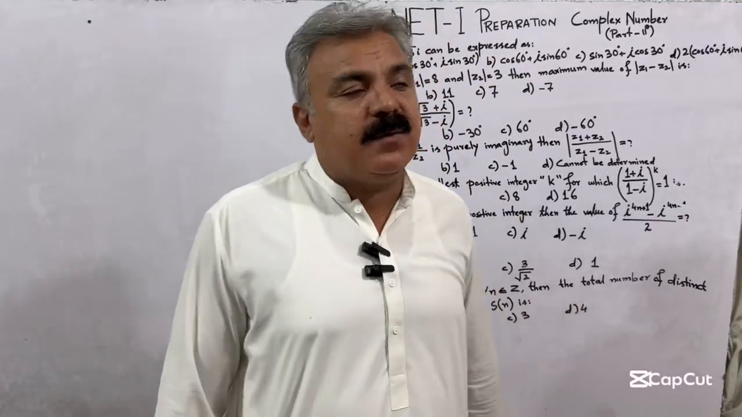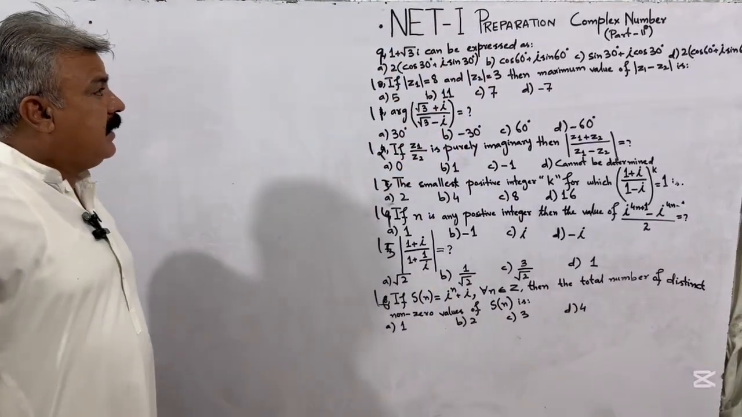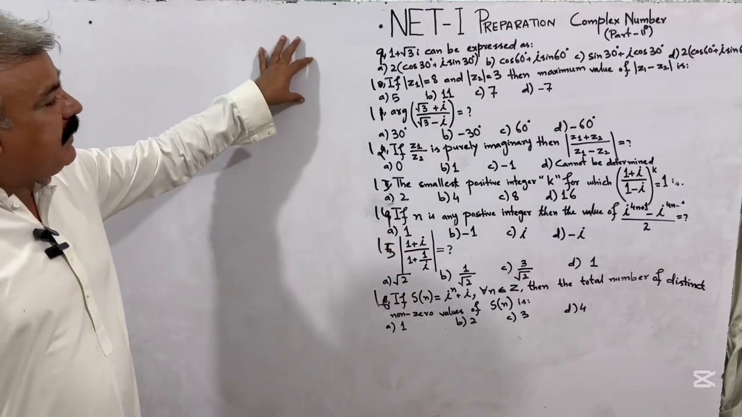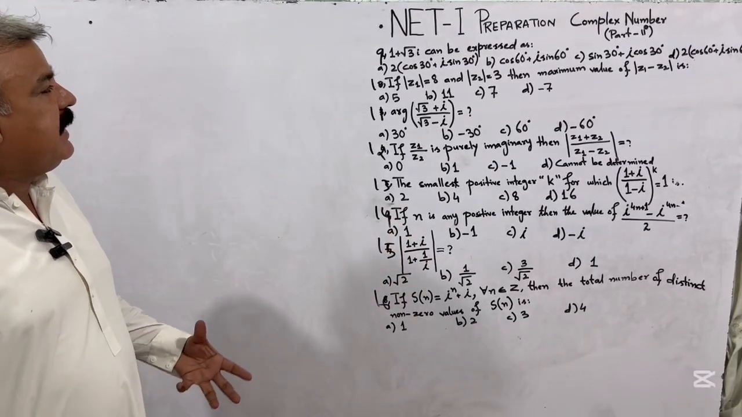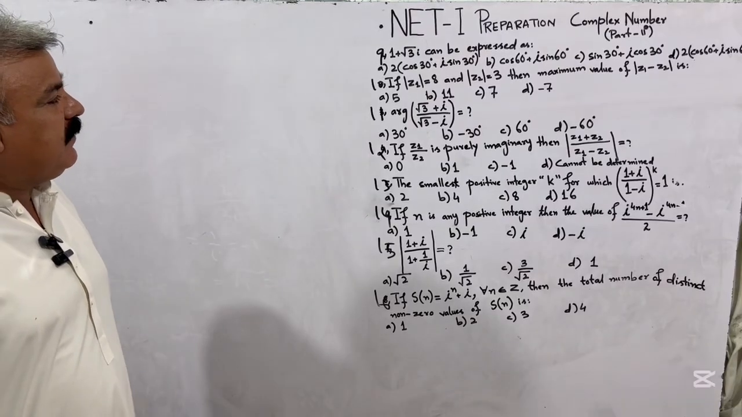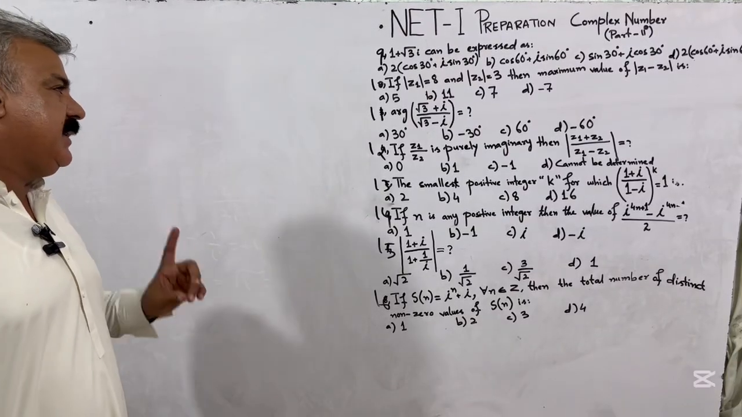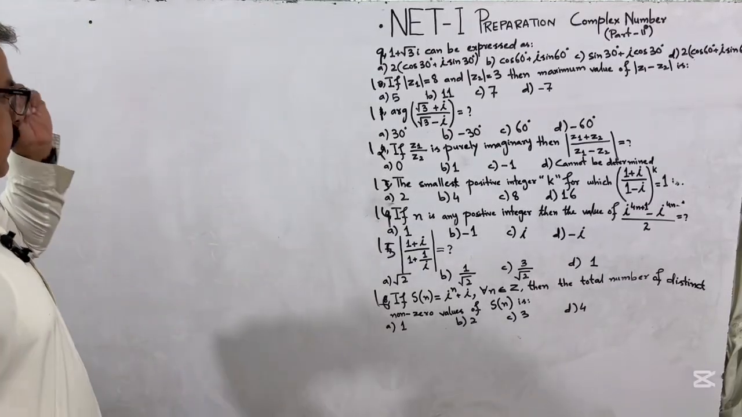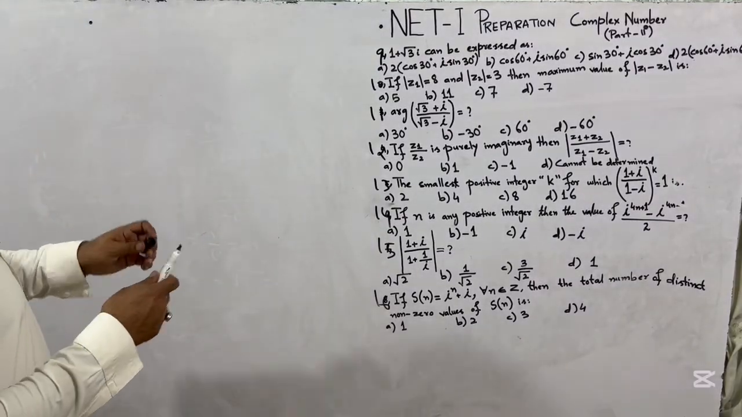Hi, NET 1 aspirants, complex numbers, part number 2. In part 1, we selected humongous questions from the KIPS manual, especially, and federal board past papers, especially KIPS. The next 8 questions in part 2, without wasting time, just solve them.